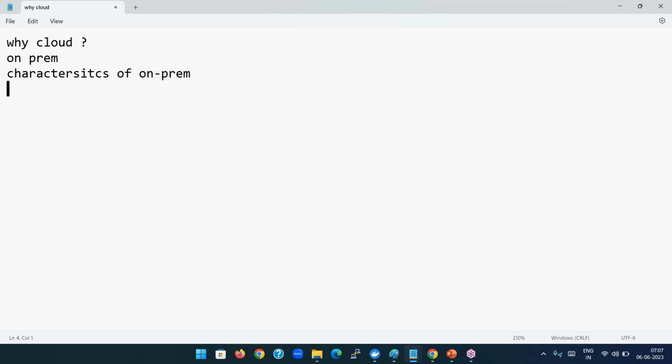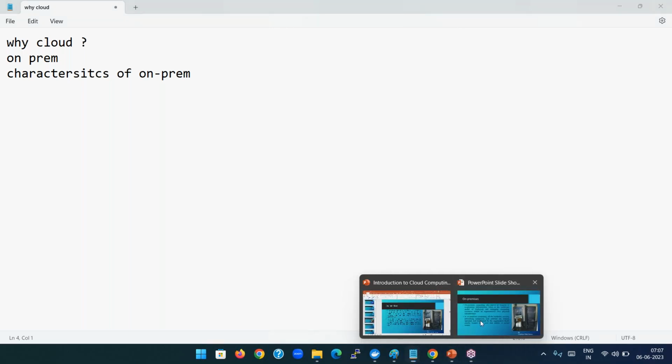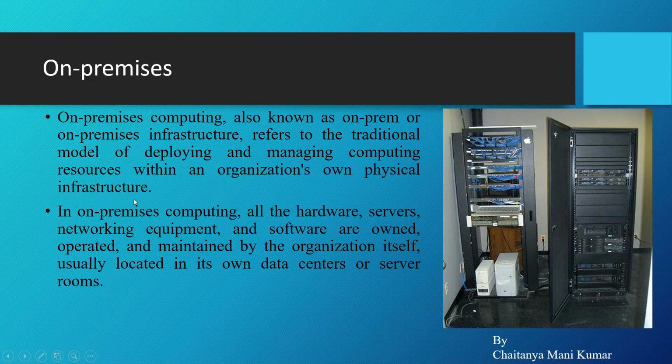So what is meant by on-prem? Here you can see, on-premises computing, also known as on-prem and on-premises infrastructure, refers to the traditional model of deploying and managing the computing resources within the organization's own physical infrastructure. What is the meaning of this? Each and every company, suppose you are working in an organization, in that organization you will have your own computing resources.